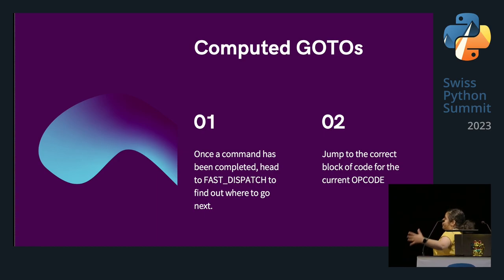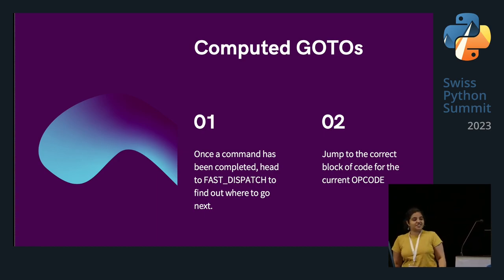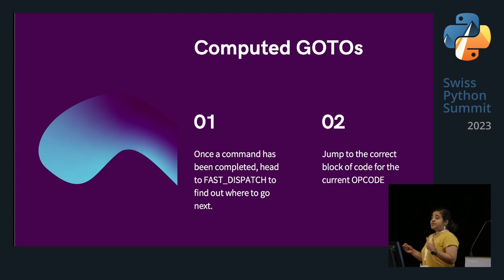Now we're going to talk about two of my favorite optimizations in the code base. The code base has changed a lot in the last 3 years that I've been following it. And you might have also noticed that your programs are running faster. Two of the major optimizations are what we're going to talk about now. The first is a computed go-to.